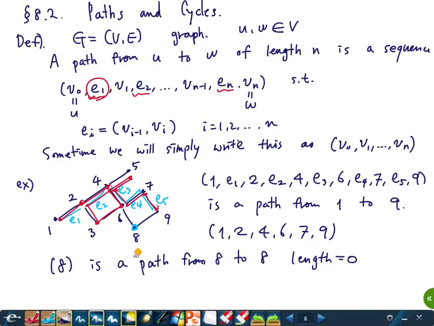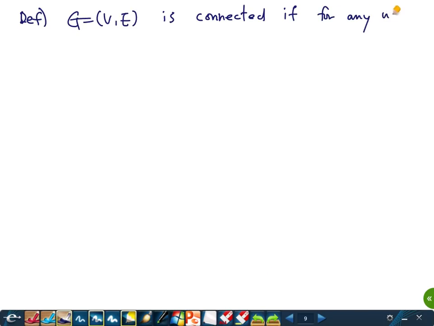Not necessarily just by a single edge, but if you can go from, for instance, in this case, because we can reach from 1 to 9 using these edges, we say 1 and 9 are connected. So it goes like that. If for any two vertices, any u, v, if you consider any two vertices U and V, there is a path from U to V. If this is true for any two vertices, then we call this graph connected.